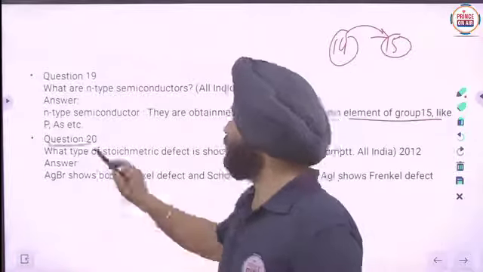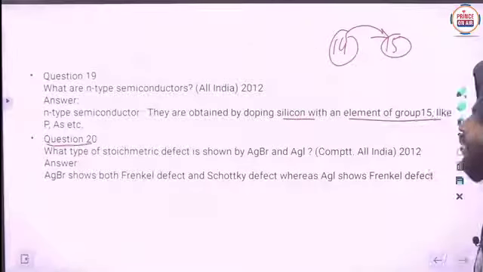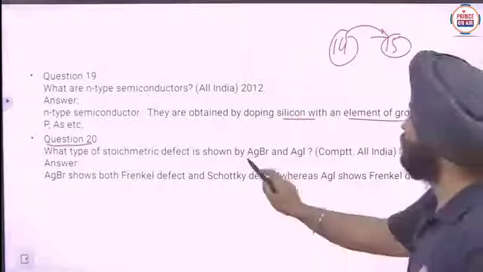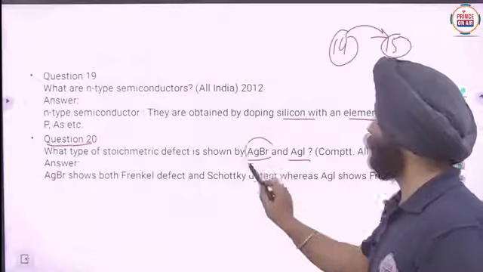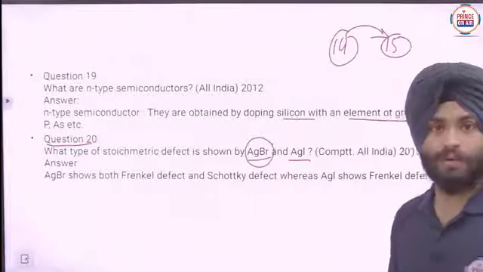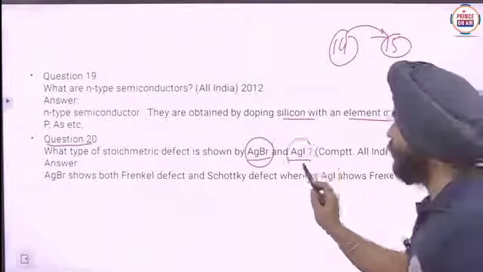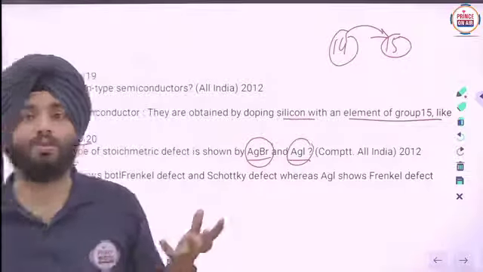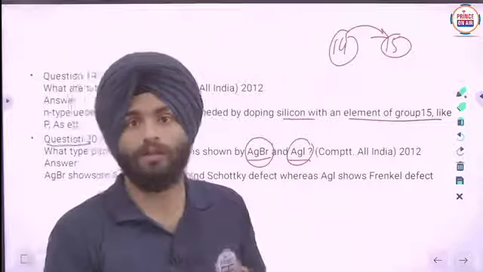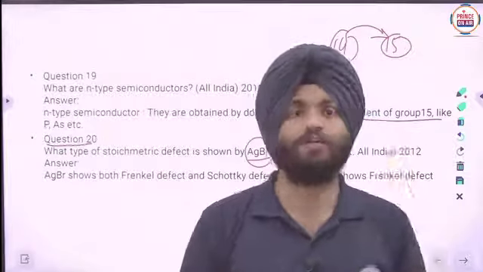Okay. Next is, what type of stoichiometric defect is shown by AgBr and AgI? AgBr actually shows both types, Frenkel and Schottky defect. Okay, but in case of AgI, it only shows the Frenkel defect. So some examples have been given to you in your book also, and in your previous lecture we have discussed them.